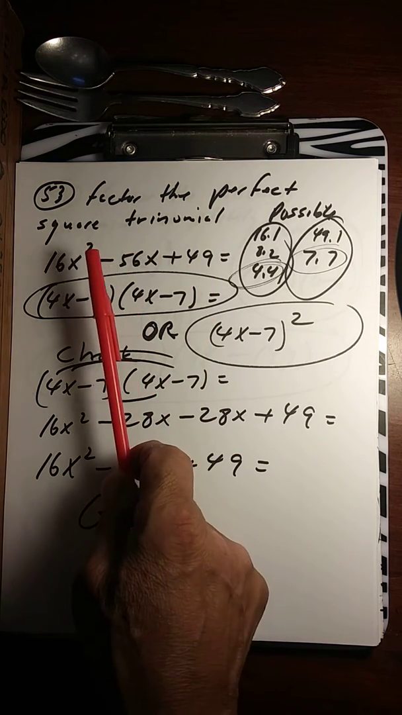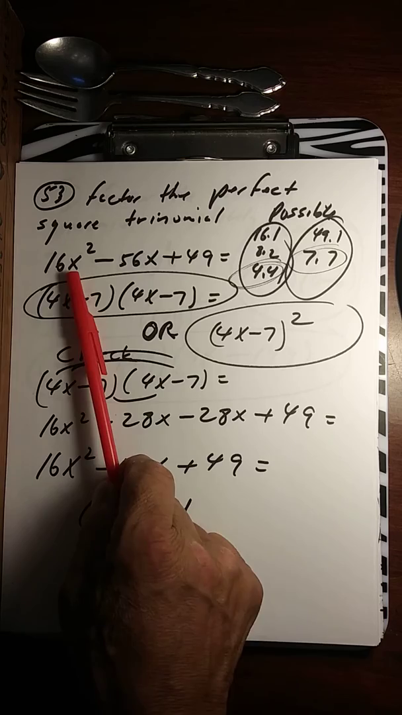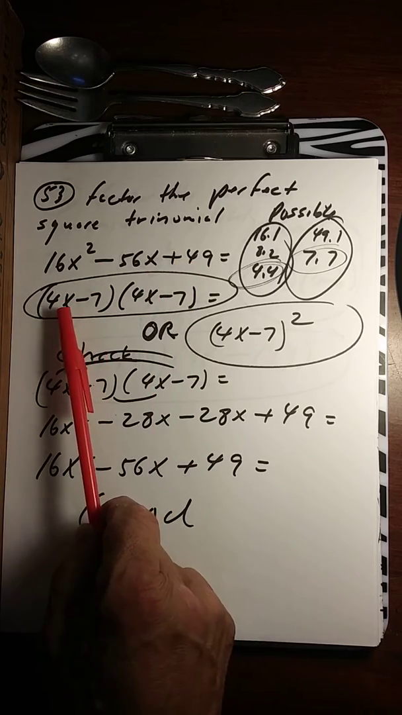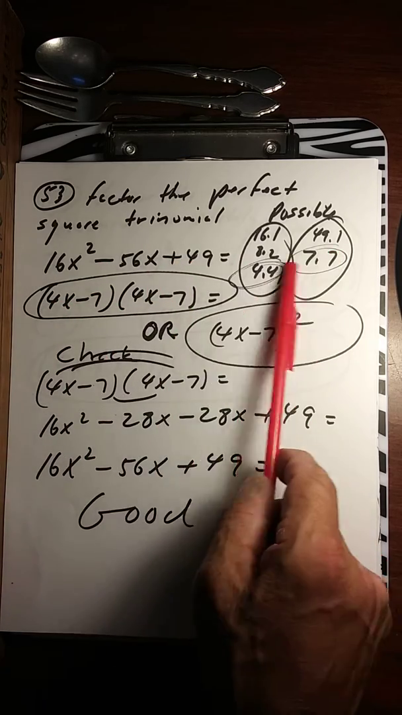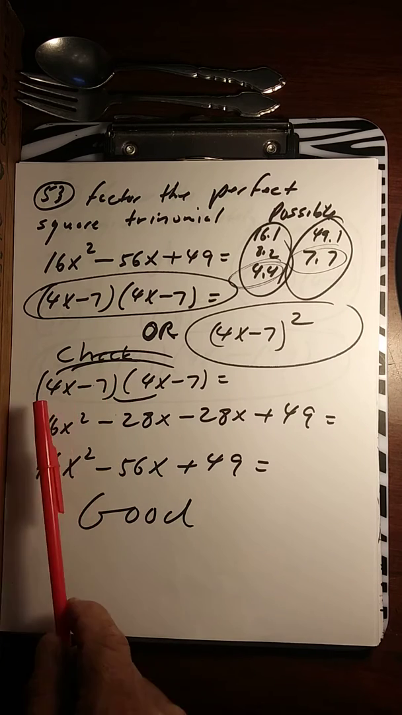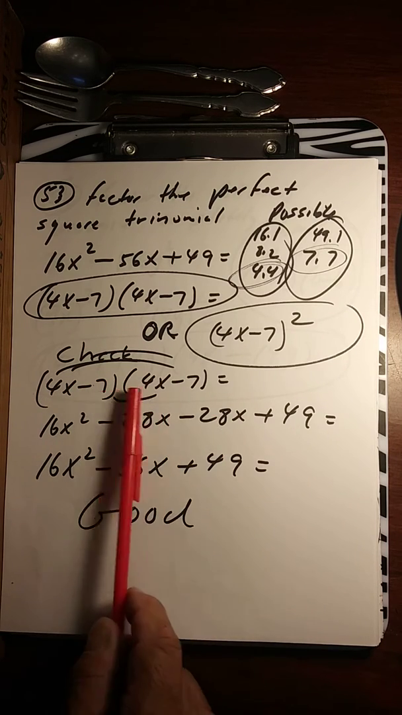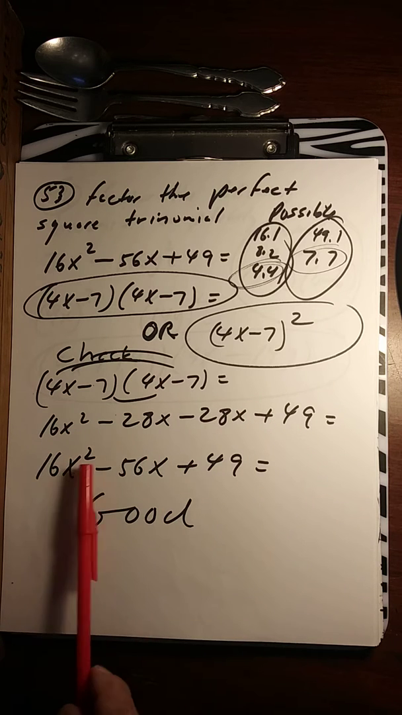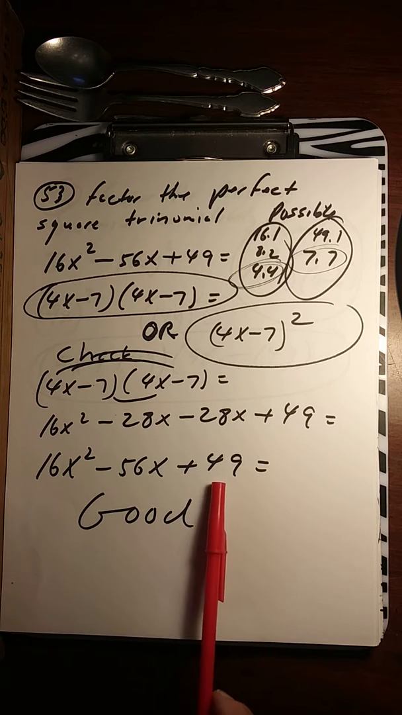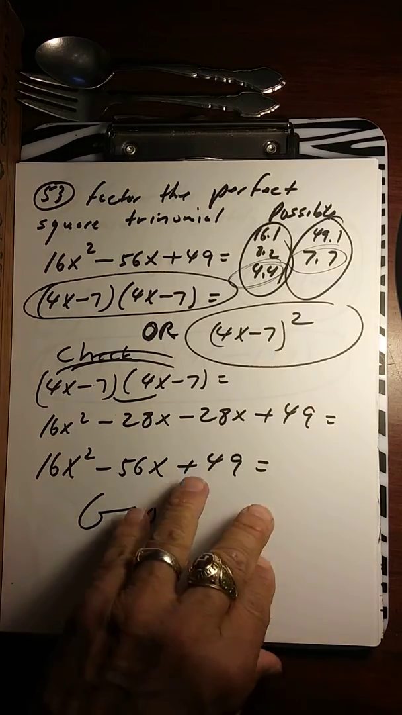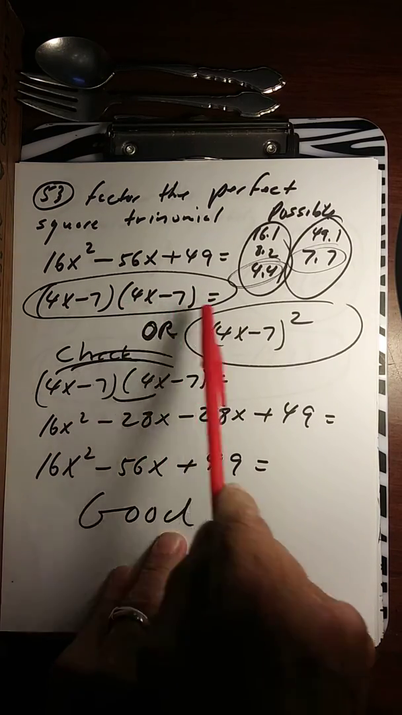Factor the perfect square trinomial, 16x squared minus 56x plus 49. Our guess is 4x minus 7, 4x minus 7 from these numbers. Check. 4 times that is 16x squared. That turns out minus 28. Minus 28 plus 49. 16x squared minus 56x plus 49. Correct. So this one or this one.